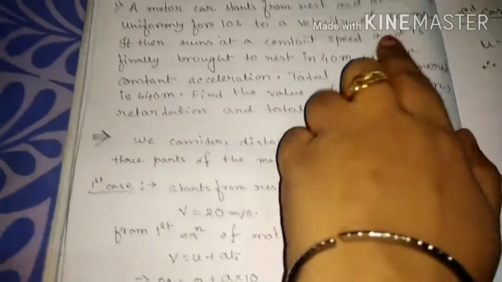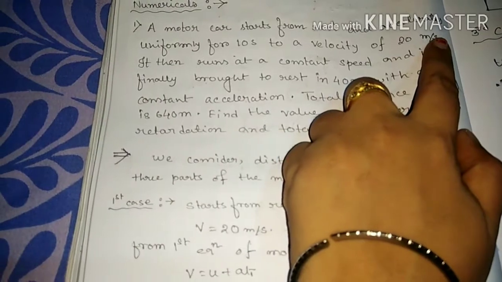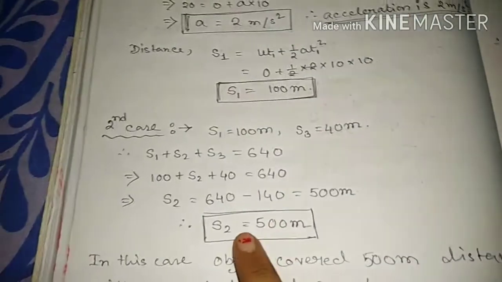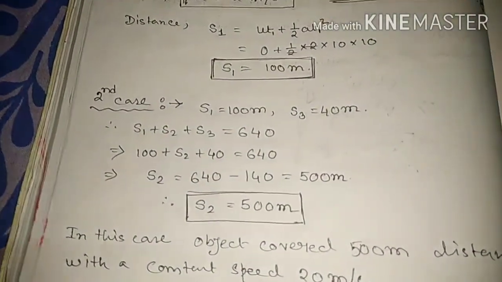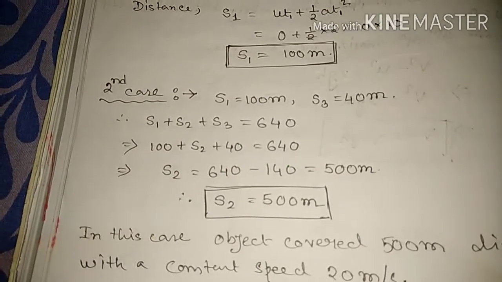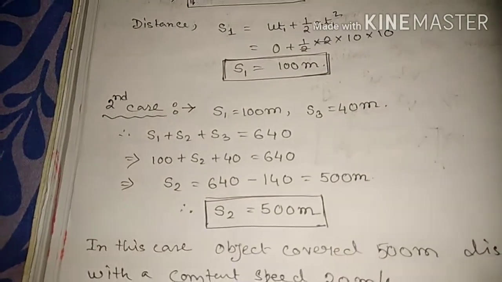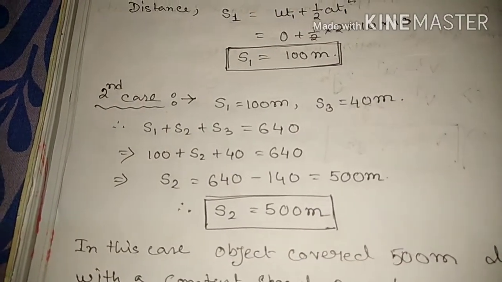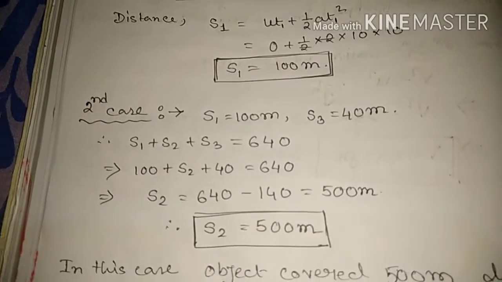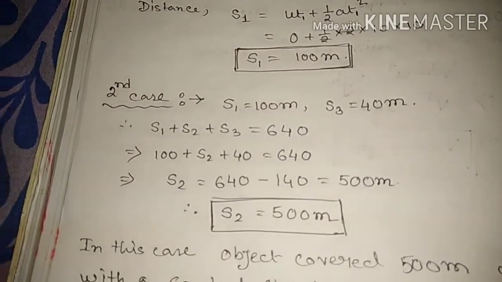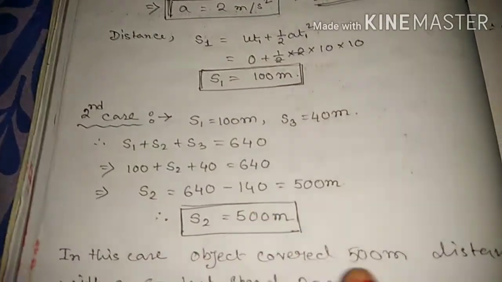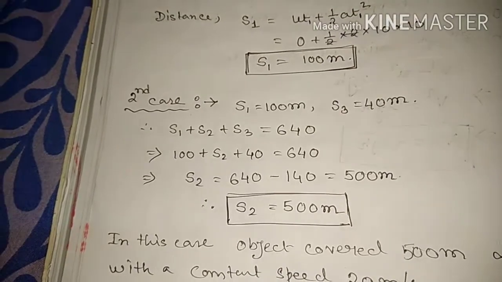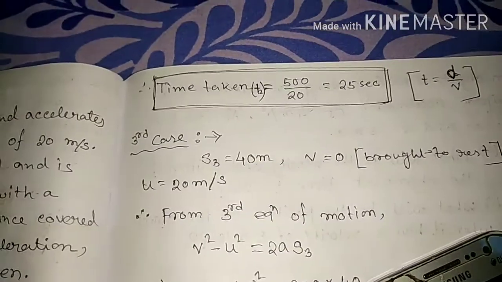So this 500 meter is covered with a constant speed. Constant speed means in the first case it has a velocity of 20 meter per second. So in the second case also, whatever the distance is covered, it is with this velocity. So this 500 meter it covers with a constant speed of 20 meter per second. Now we find out the time t2. How? Because speed equals to distance by time, so time equals to distance by velocity. So 500 divided by 20 equals to 25 seconds.